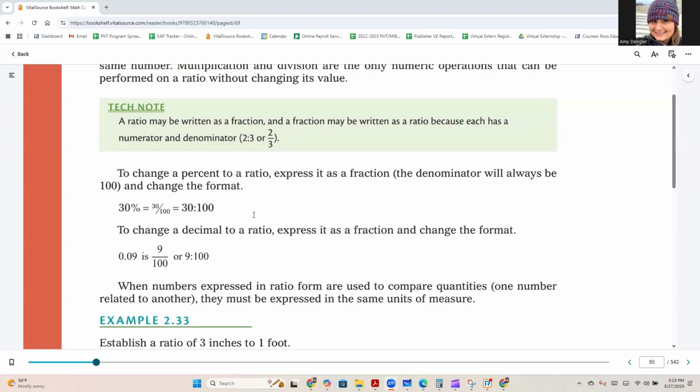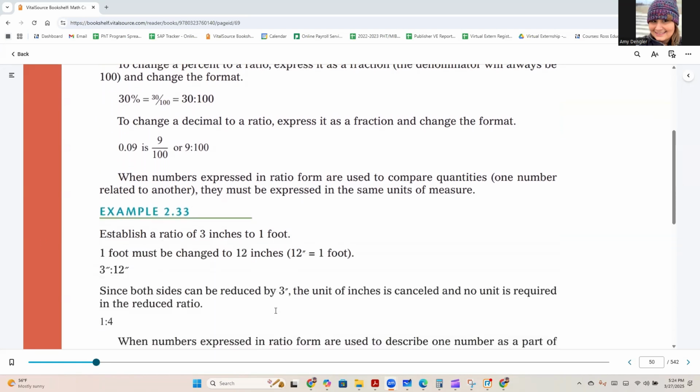To change a percent to a ratio, express it as a fraction. The denominator will always be 100. Then change the format. So 30% is equal to 30 over 100, which is the same thing as 30 to 100. To change a decimal to a ratio, express it as a fraction and change the format. 0.09 is 9 over 100 or 9 to 100. When numbers expressed in ratio form are used to compare quantities, one number related to another, they must be expressed in the same units of measure.